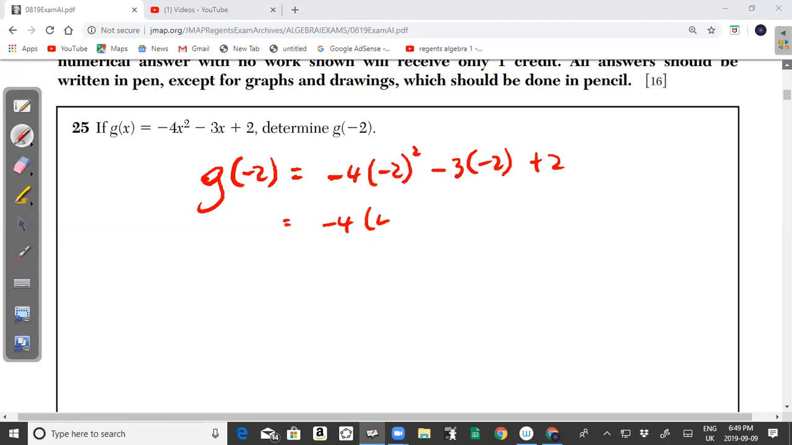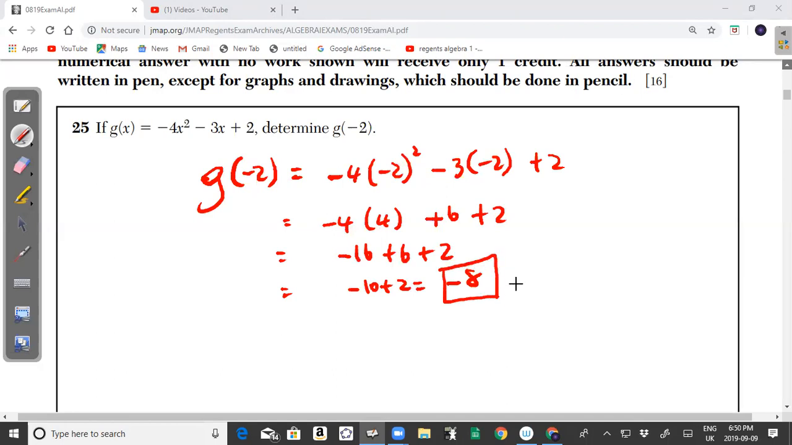That's going to give us 4. And negative 3 multiplied by negative 2 is positive 6, and then plus 2. So negative 4 multiplied by 4 gives us negative 16, plus 6, plus 2. Negative 16 plus 6 is negative 10, plus 2 gives us negative 8 as your answer. So the answer for question 25 is negative 8.